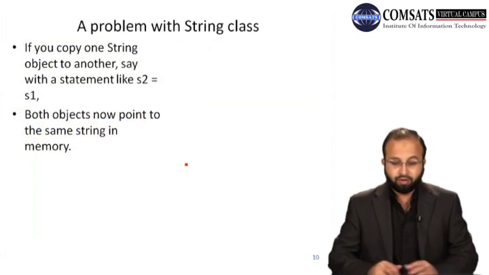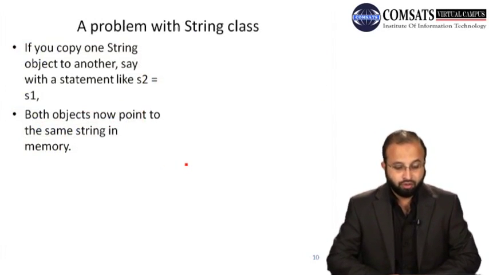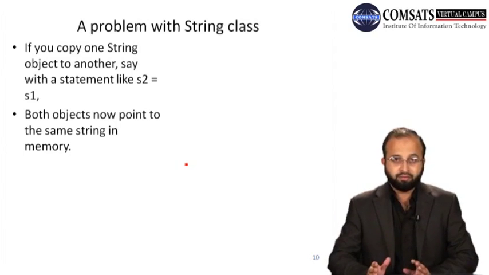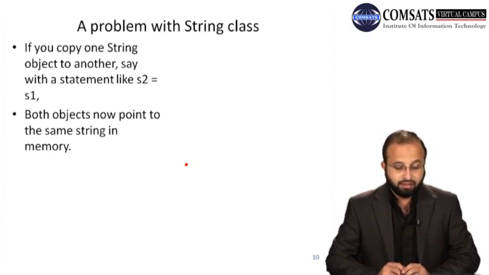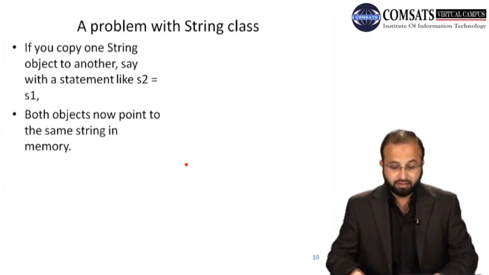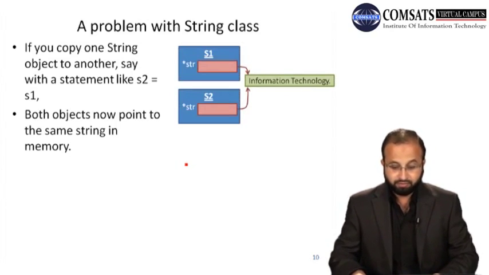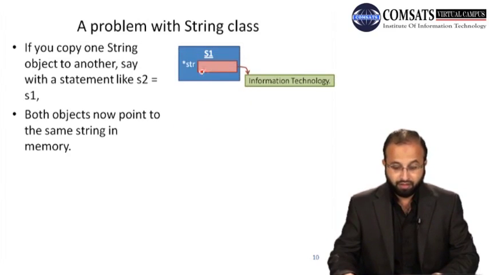Okay, let's check out the problem with the string class. So if you copy one string object to another, say with a statement like s2 is equal to s1, so आप s1 की private data member content s2 में copy करें, then this means that both objects now point to the same string in the memory. This is like this. S1 object में str की कुछ value होगी. When you write the statement s2 is equal to s1, then s1 का जो ये जो private data member की value है, that will be copied into the str of s2.